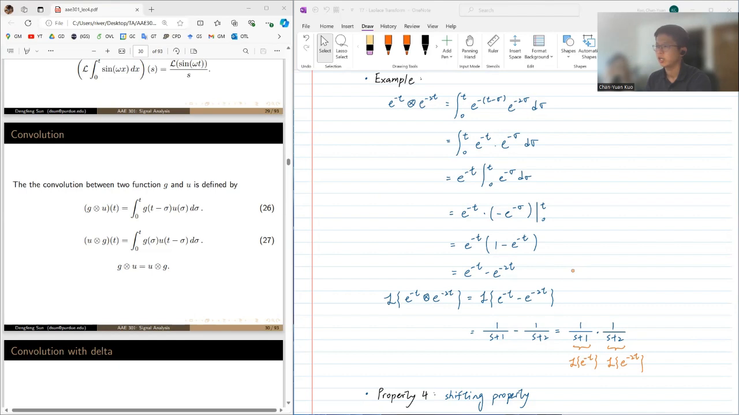So when we apply the Laplace transform to this expression, we see that it will equal 1 over s plus 1 minus 1 over s plus 2. And this is actually equal to 1 over s plus 1 times 1 over s plus 2, which is the Laplace transform of e to the negative t times the Laplace transform of e to the negative 2t.